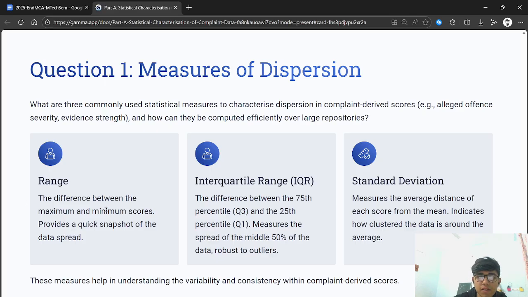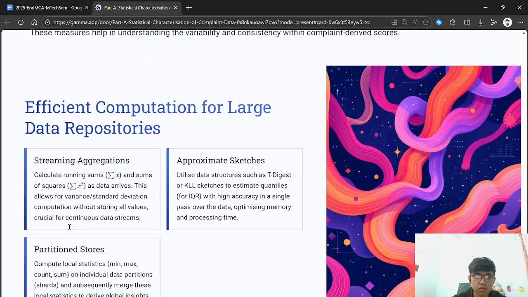The difference between the maximum and minimum scores is the range, which provides a quick snapshot of the data spread. IQR, that is the interquartile range, is the difference between the 75th percentile, that is the third quartile, and the 25th percentile, that is the first quartile. It measures the spread of the middle 50%, and it is robust to outliers. Standard deviation measures the average distance of each score from the mean, and indicates how clustered the data is around the average. These measures help in understanding the variability and consistency within the complaint-driven scores.